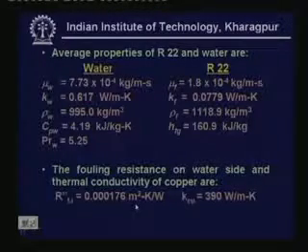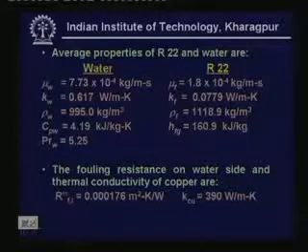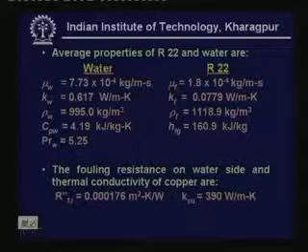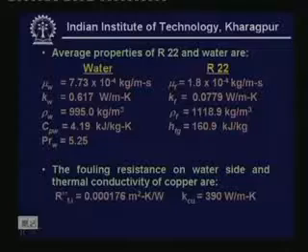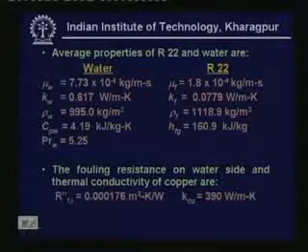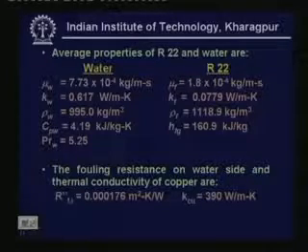Now, the first thing we have to do is find out the properties of R22 and water, because we have to evaluate the heat transfer coefficients and all. So, these are the properties at average temperature. For water, viscosity is given as 7.73 into 10 to the power of minus 4 kg per meter second. Thermal conductivity is given as 0.617 watt per meter Kelvin, and density is 995 kg per meter cube. Specific heat of water is given as 4.19 kilojoule per kg K, and Prandtl number is given as 5.25.